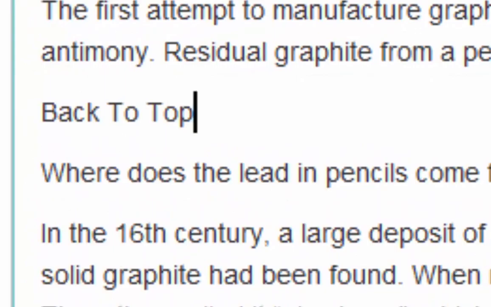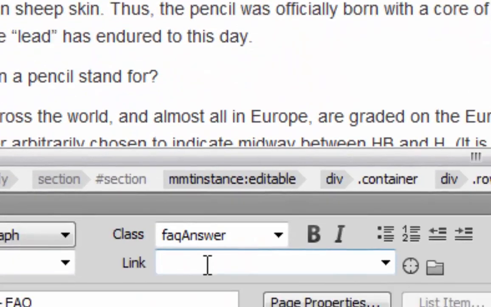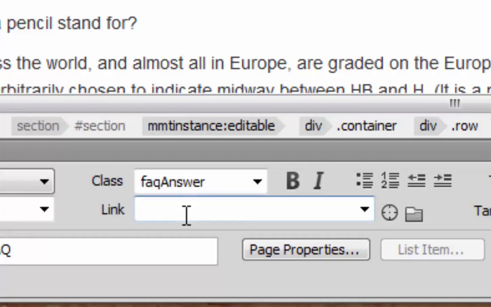Now, when we first created our page, we put our questions in a div, and this div at the top has an ID of FAQ question. So that means that we can link to our questions, right? # FAQ question. So if I want to go back to the top, all I need to do is highlight this text, back to top. And for the link, I'm going to give it a link of #FAQ question.